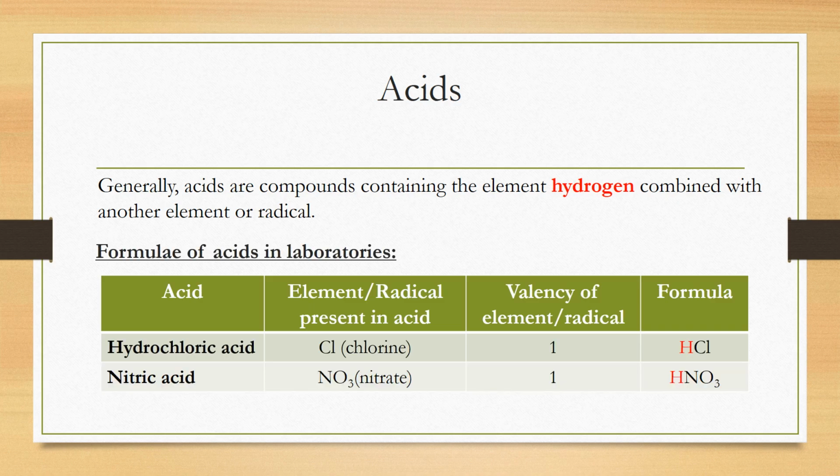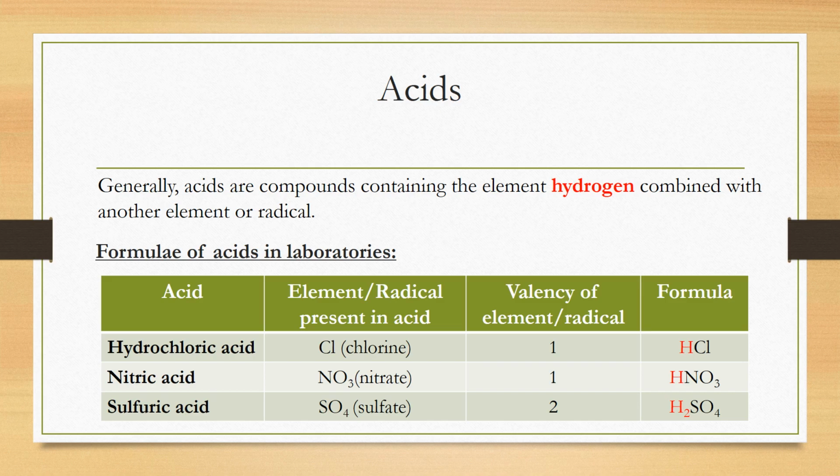Nitric acid contains hydrogen and the nitrate radical. The valency of the nitrate radical is 1. So the formula of nitric acid is HNO3. Sulfuric acid contains hydrogen and the sulfate radical. Since the valency of the sulfate radical is 2, the formula of sulfuric acid is H2SO4. You will notice that all the three acids contain the element hydrogen.